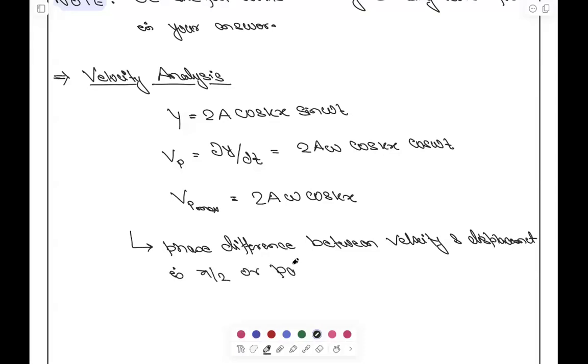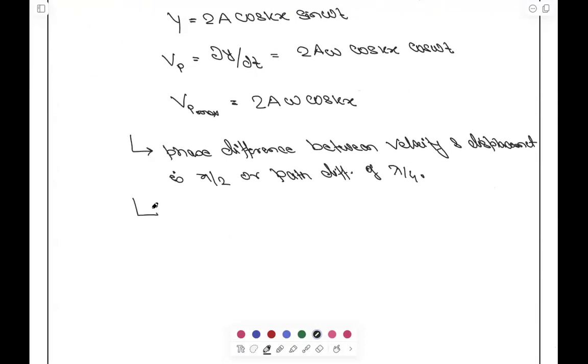और path difference कितना हो जाएगा? Anyone? Path difference is lambda by 4. अच्छा एक बात मुझे बताओ, जब amplitude maximum है क्या तभी velocity भी maximum होगी? Yes sir, no sir. नो। सर, for a particle you are asking?